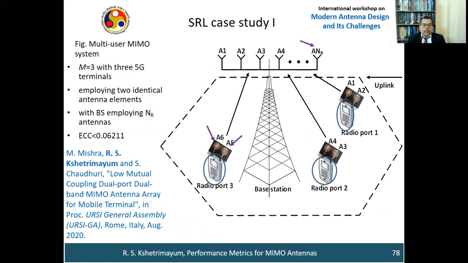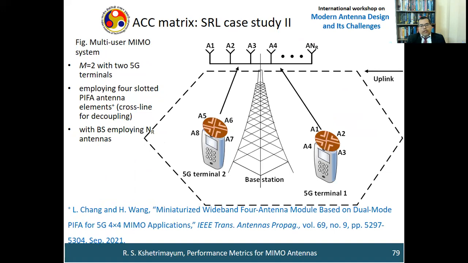This antenna is actually taken from our recent paper in the URSI General Assembly. Let's consider a case where your base station with NR antenna is giving connection to two users, a simple case, and every user is employing four antennas. So the 5G terminal here has provision for employing more than one antenna, and we're considering the case for two antennas. In the previous case, we were considering four antennas for this case.